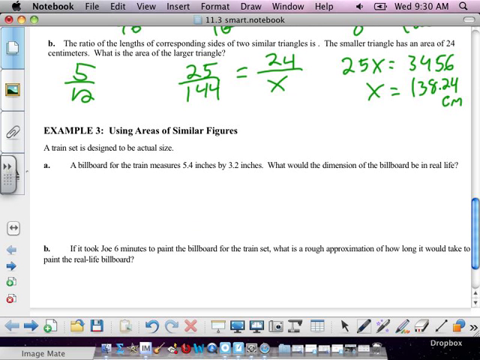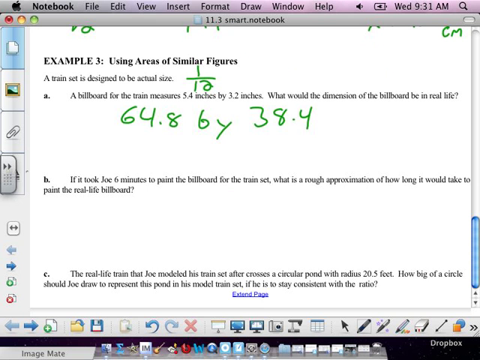So what would we do to all of these dimensions? If we know that the scale factor is 1/12, we would multiply by 12. Yep. So we've got 5.4 times 12 gives us 64.8 by 3.2 times 12 gives us 38.4. We just multiply by 12 because the scale factor is 1/12. Yeah, that's all I did.